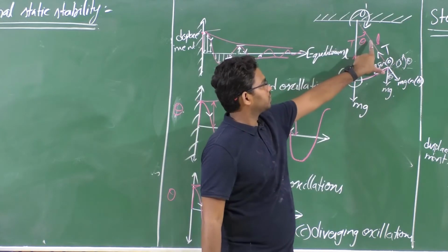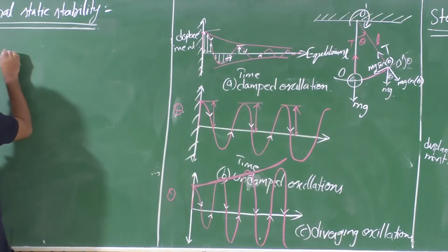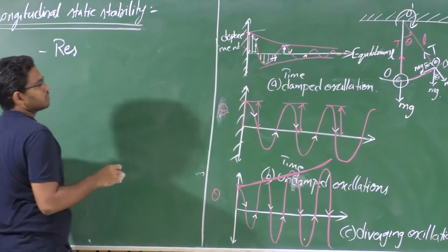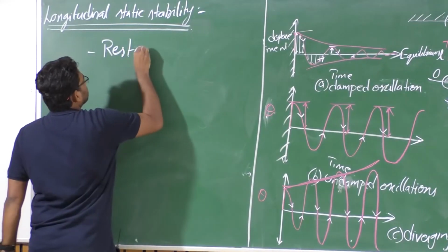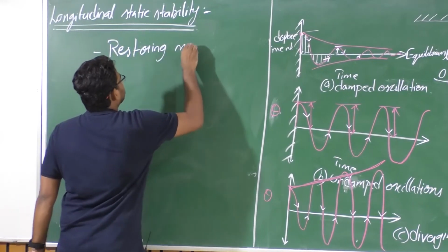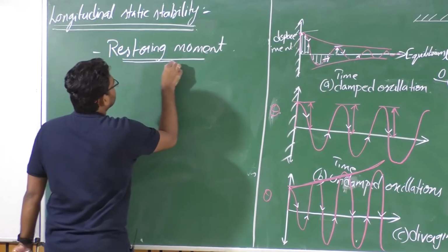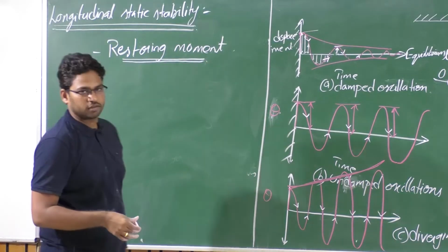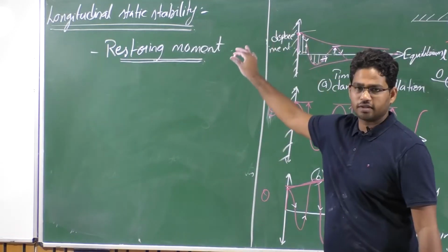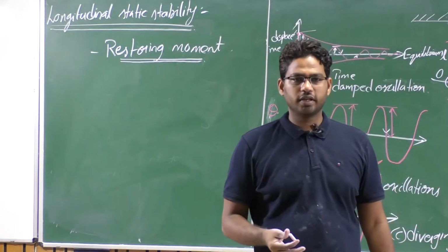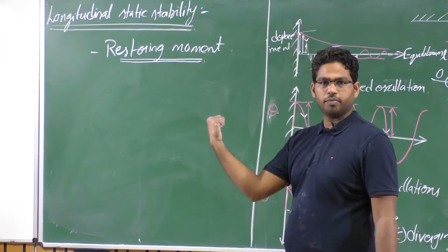So for a system to be stable, we need to talk about its restoring moment. The restoring moment is what is helping the system to come back towards its equilibrium position, right? So we need to understand who is providing this restoring moment. Now get back to this aircraft. When you are talking about the longitudinal case, what is the possible moment in this longitudinal case? It is the pitching motion, isn't it? The rotation, or the moment, about the y-axis, right?